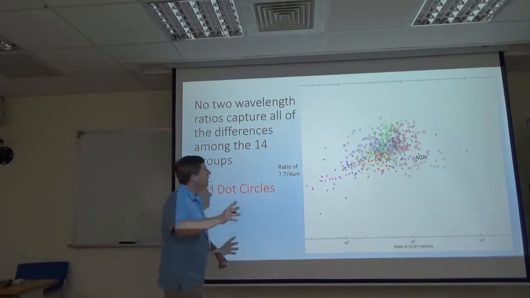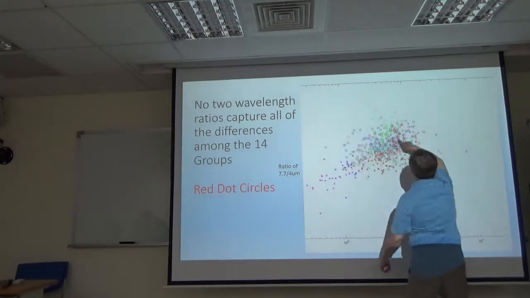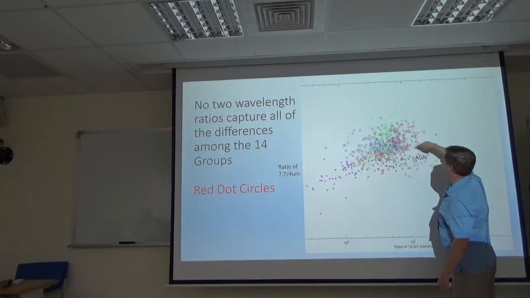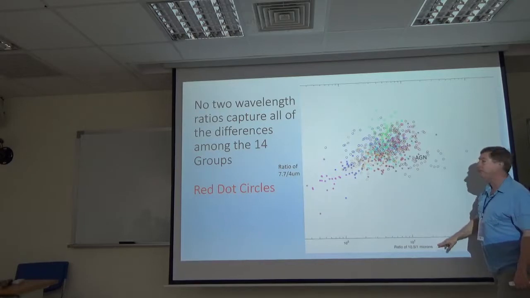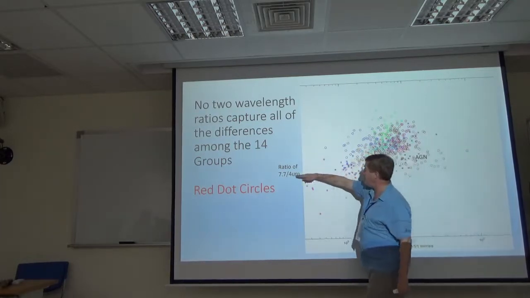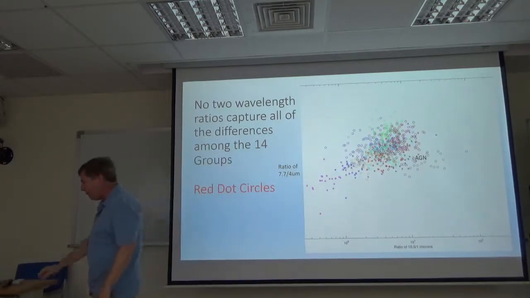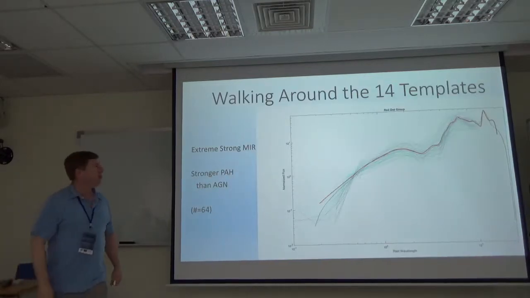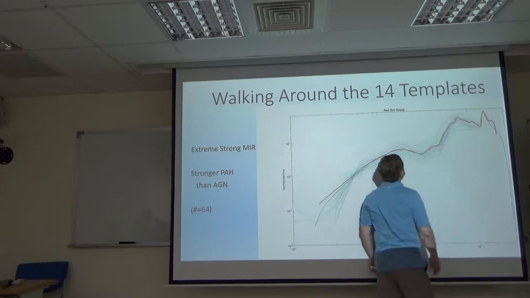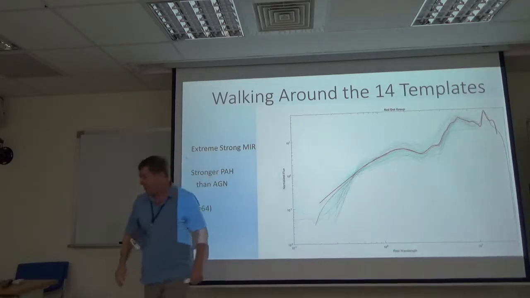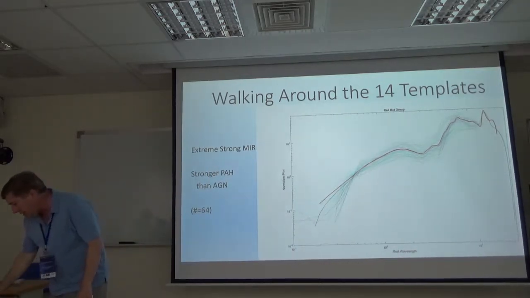For example, I showed you the most typical galaxies, which are these pink ones. Now let's look at the red circles here. The red circles have a very strong infrared continuum, and they also have a very strong PAH bump. Here's what they look like. You can just see the PAH bump at 7.7 is in there, and it's very strong.